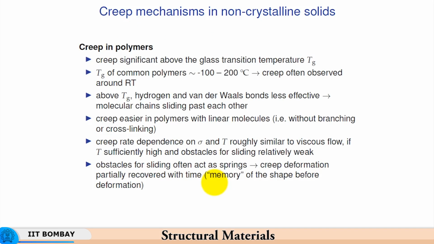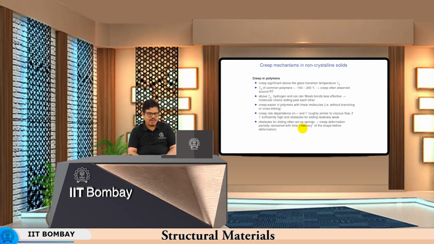Now, in contrast, creep in polymers is quite significant about the so called glass transition temperature. So, in case of polymers you have different regimes of deformation. You have what is called as glass transition temperature. So, this glass transition temperature makes the material behave like as soft as glass. So, the Tg of polymers is 100 to 200 degrees centigrade, and the creep is often observed around the room temperature itself. Then above Tg, hydrogen and van der Waals bonds are less effective, and molecular chains therefore are able to slide past each other. So, basically grain boundary sliding, intermolecular sliding also takes place because of relatively weaker bonding.